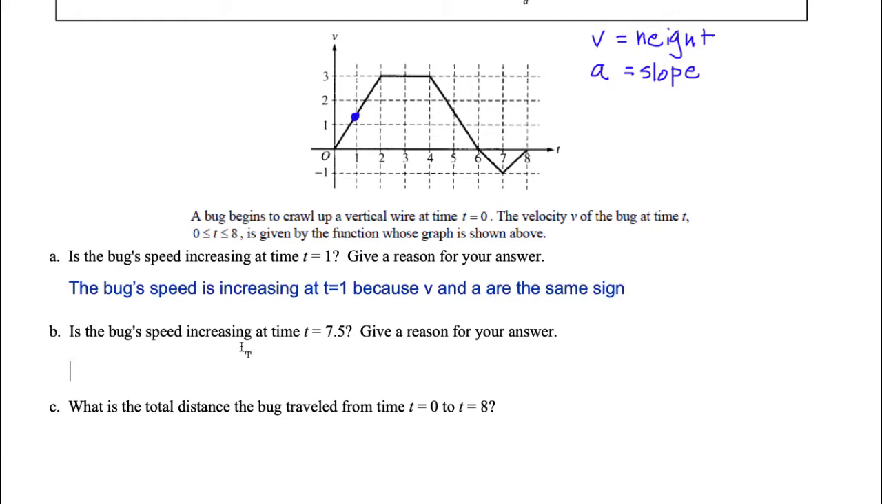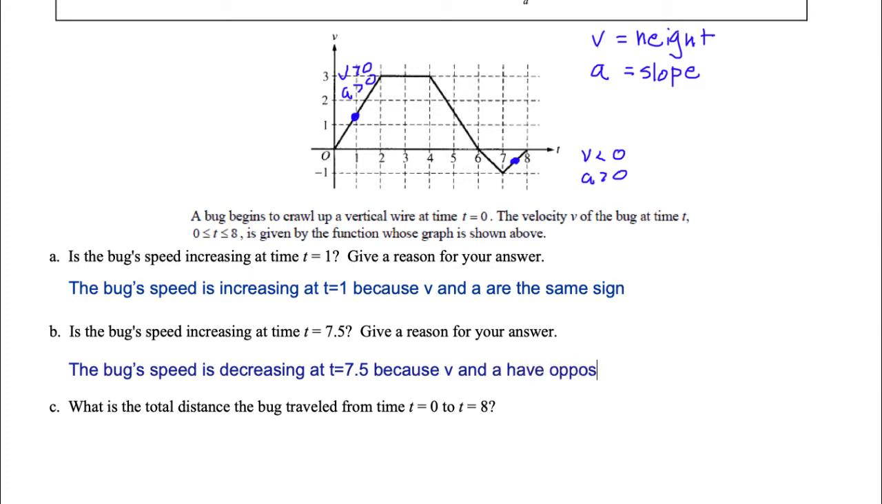Next, is the bug's speed increasing at time t equal to 7.5? So at 7.5, that's right here. There I have a negative height, so velocity is less than 0, and the acceleration, the slope here, is positive. Acceleration is greater than 0. This one has opposite signs, so it is actually decreasing down here. So if I come down here and type, we can say that the bug's speed is decreasing at t equal to 7.5 because v and a have opposite signs.